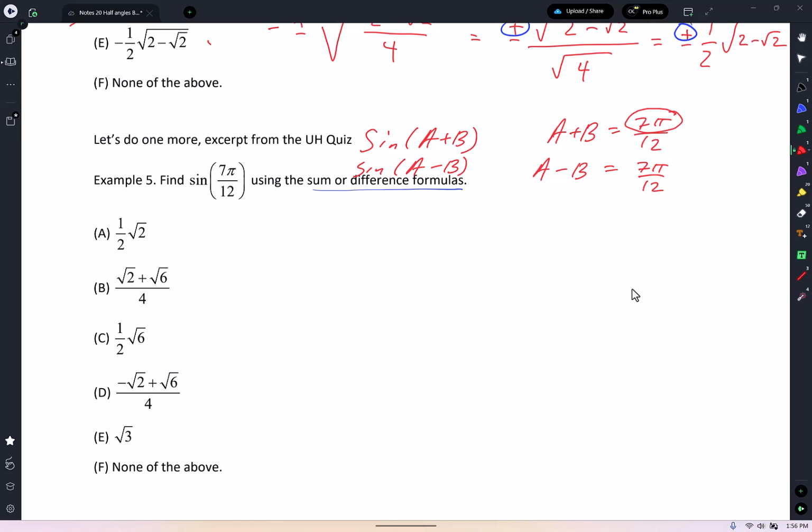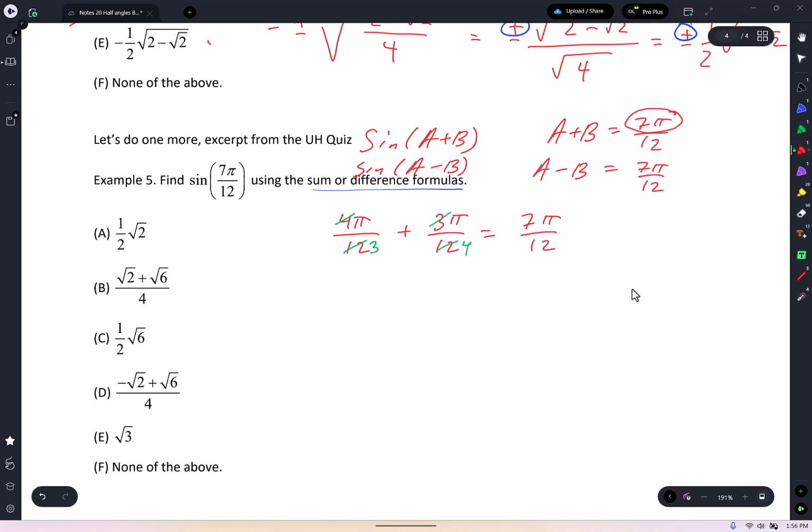So let's see. I'm going to write this: 4 pi over 12 plus 3 pi over 12. Does that in fact equal 7 pi over 12? Yes. And check it out, you happen to use perfect ones. Look, 4 goes into 12 3 times, 3 goes into 12 4 times, and those are perfect radians on the unit circle. Pi over 3 plus pi over 4. Cool or not cool? So pi over 3 plus pi over 4 is 7 pi over 12. That is 7 pi over 12, guys.